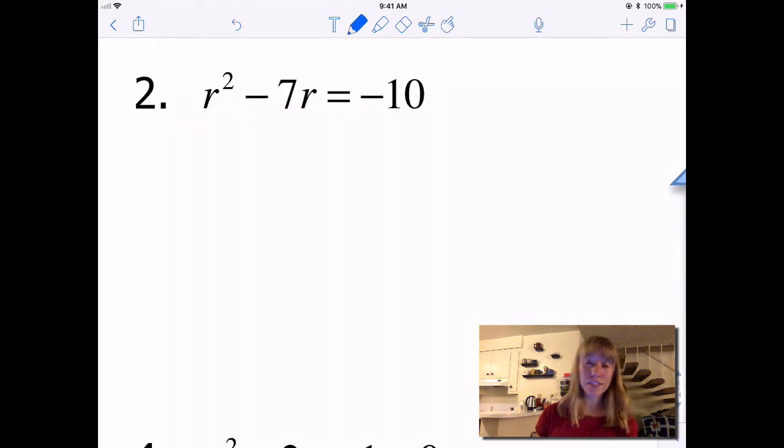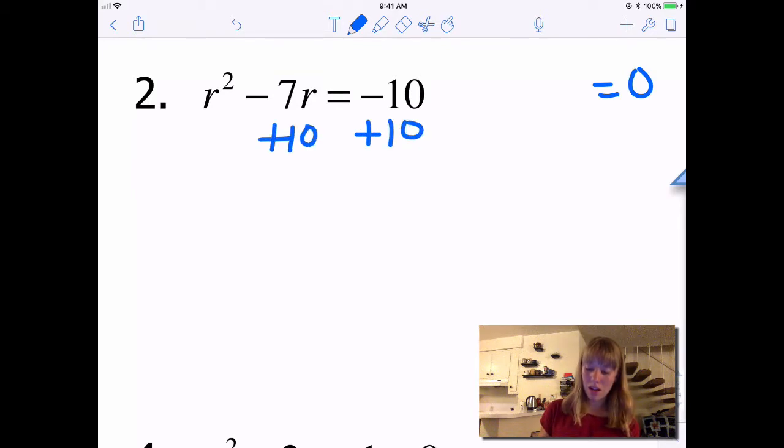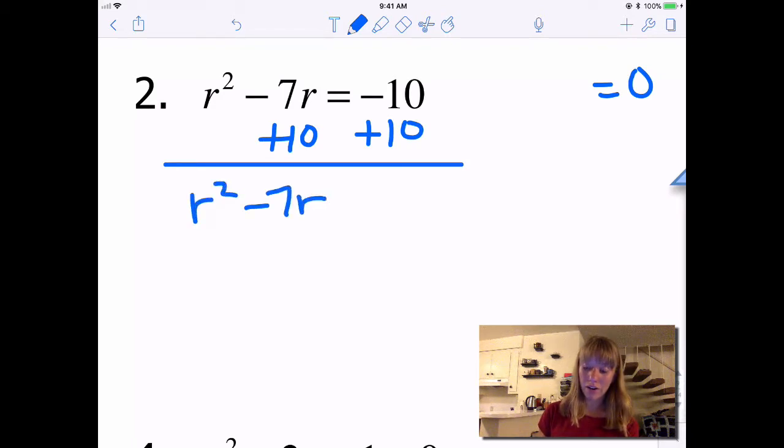Okay, number 2, the first thing that I notice about this one is I don't have anything equal to 0. And that is my goal, to use the zero product property. So what I can actually do is I can say, let's just add 10 to both sides. I want that one side to equal 0. So now this side is going to be r squared minus 7r plus 10 equals 0. Notice I didn't combine any like terms because there weren't any like terms.